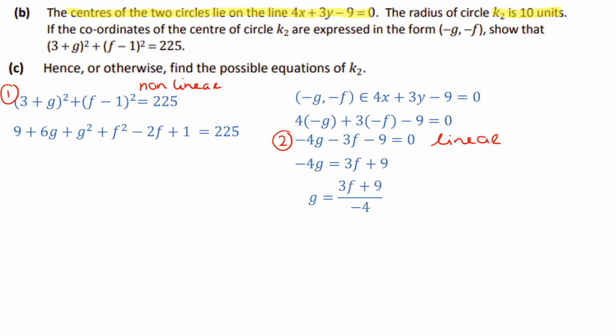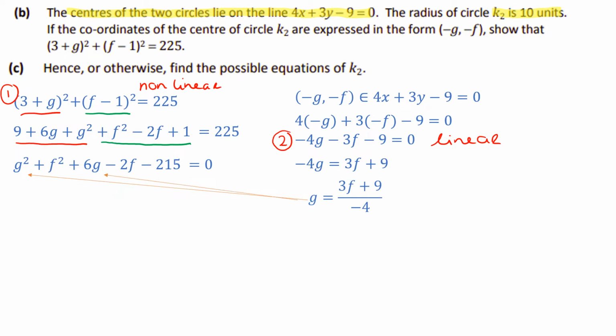So squaring out that bracket, I get 9 plus 6g plus g squared. That's my first bracket. So let me just follow this through. There's my first bracket. My second bracket, f minus 1 squared, gives me f squared minus 2f plus 1, and that equals 225. I'm just going to rearrange that slightly and tidy up my numbers. So I have g squared plus f squared plus 2g minus 2f minus 215 equals 0. So that's all my numbers tidied up together. Now I'm going to sub in my g into the two places where it exists, a g squared and that g. And it looks like this.